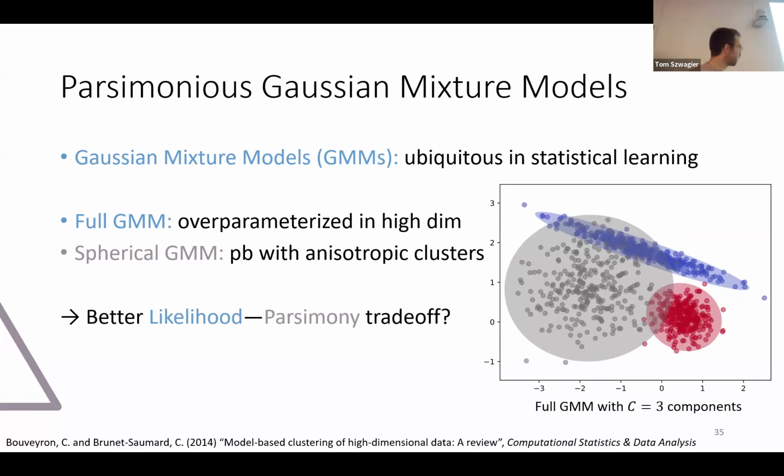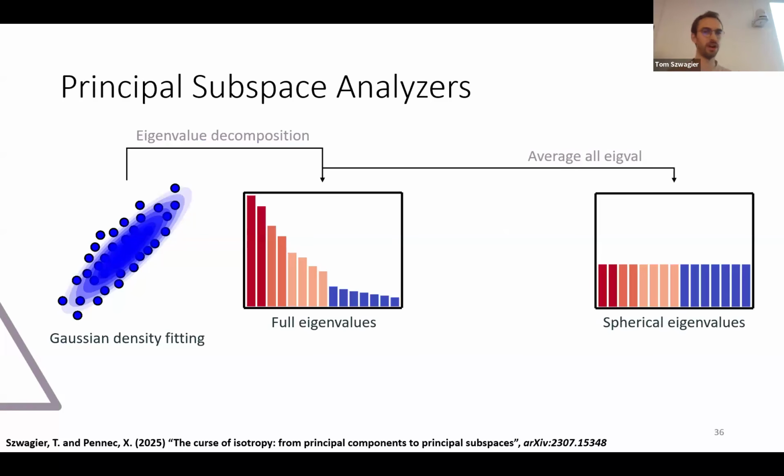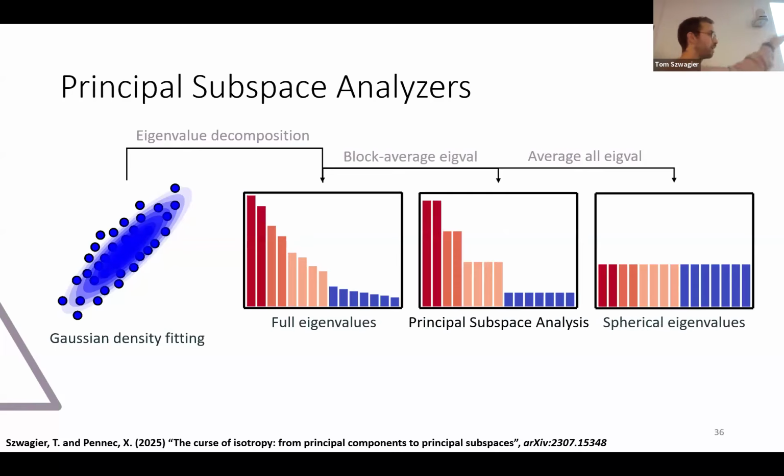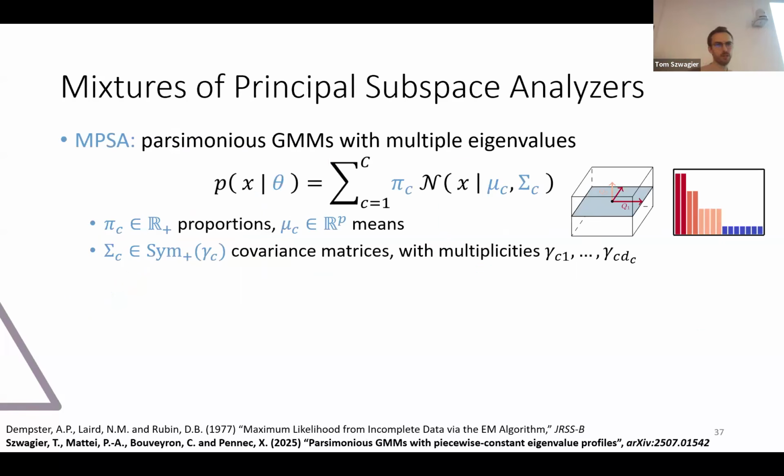So we would like to find a trade-off between the likelihood of the full GMM and the parsimony of the spherical GMM. And now you might be seeing where we are going, because the full eigenvalues are almost surely distinct, the spherical eigenvalues are all equal, and we will find a trade-off by looking at piecewise constant signals. So we introduce our mixtures of PSA, which are nothing but convex combinations of PSA models, where the eigenvalue multiplicities are pre-specified in advance. And so if they are pre-specified, we can run a classical expectation maximization algorithm.